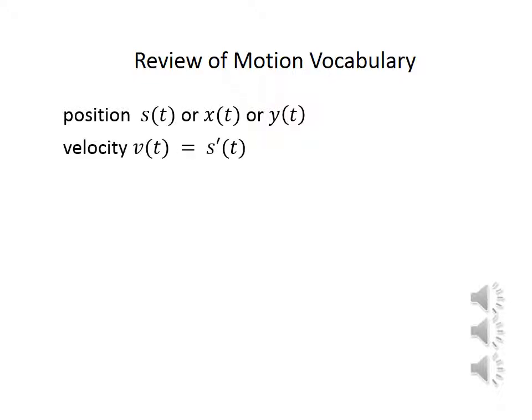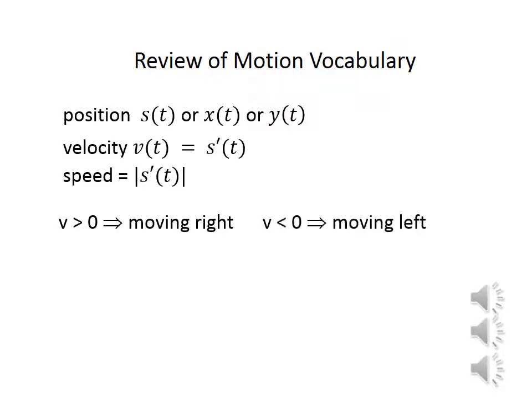Velocity refers to the derivative of position with respect to time. v of t equals s prime of t. The speed of an object is the magnitude or the absolute value of the velocity. The sign of the velocity has special significance. If the velocity is positive at a given time, then the particle is moving to the right at that time. If negative, the particle is moving to the left. And if the velocity is zero, we say the particle is stopped.